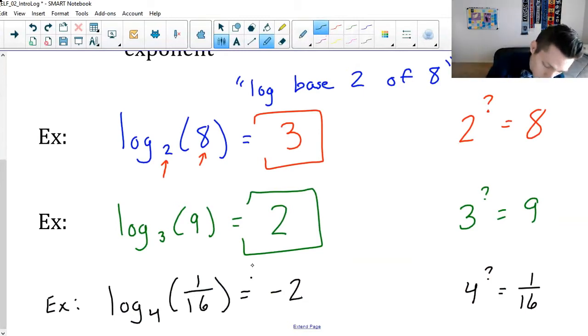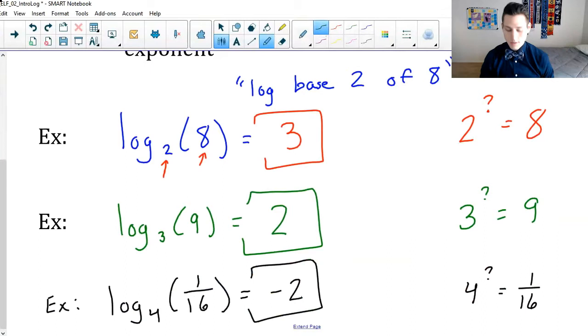Okay? So again, don't freak out about the fractions. All right? Just know that if you need to bring some sort of power down into a denominator, we can use negative exponents to do that. It's fine.